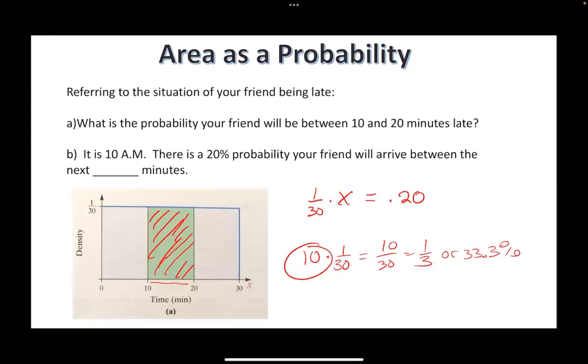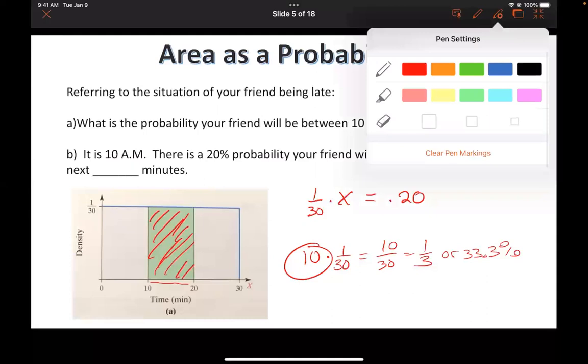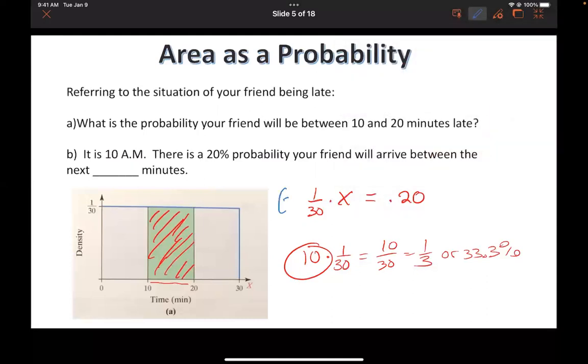In order to get X by itself, this should be your basic algebra, multiply 30 on both sides. Because I don't trust myself, though I probably could do this in my head, it's 6. So X equals 6. So there's a 20% probability that my friend is going to arrive within the next 6 minutes. All I did was solve for X, a basic solving of an equation. Questions?